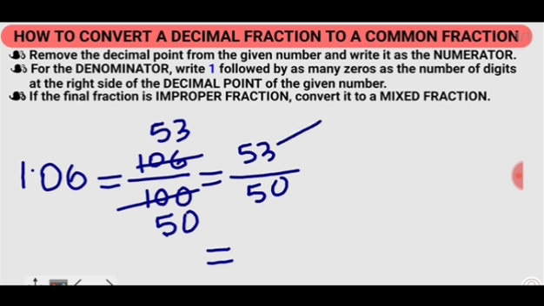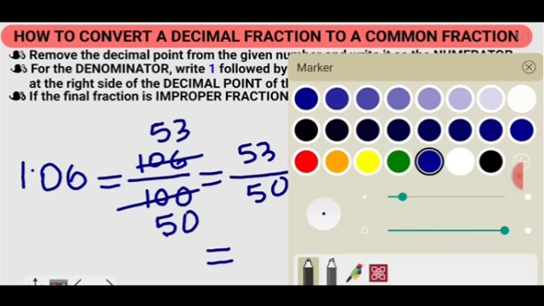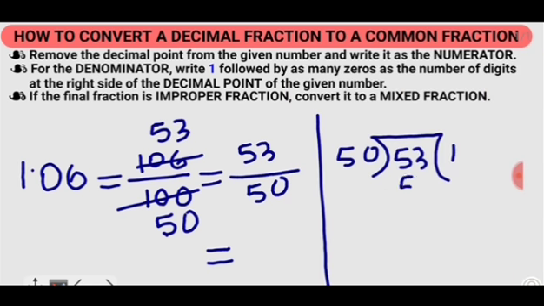Now here, this is what? An improper fraction. Why? Because the numerator is more and the denominator is less. So just divide the numerator by the denominator in order to get a mixed fraction. How? Just look here, let me do the calculation. Just divide 53 by 50. 50 divides 53 by 1, correct? 1 times 50 is 50, so the remainder is what?